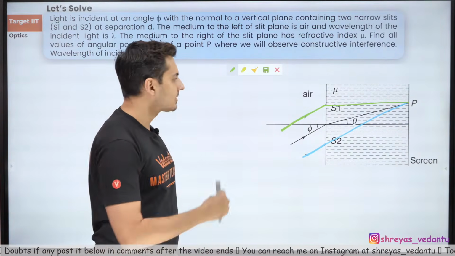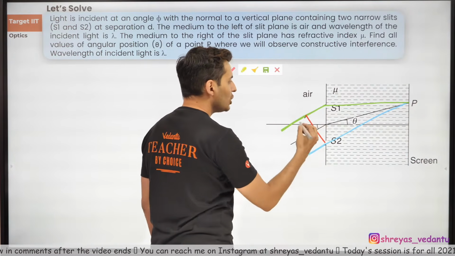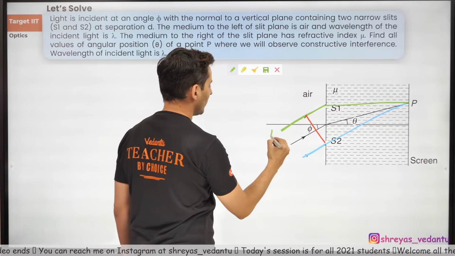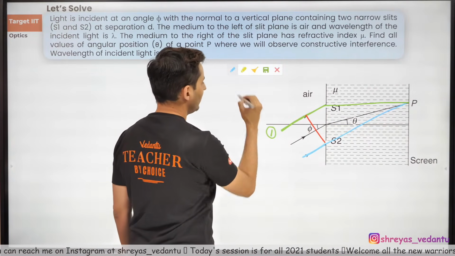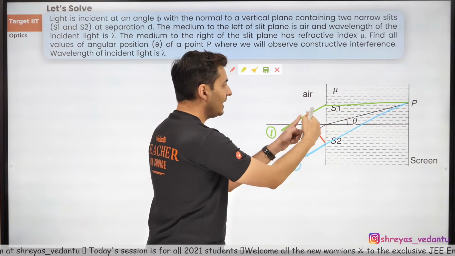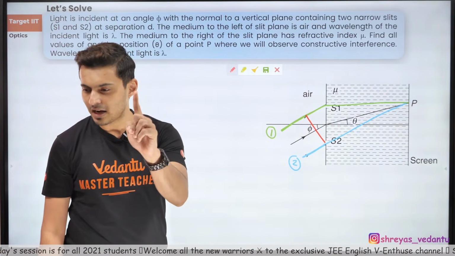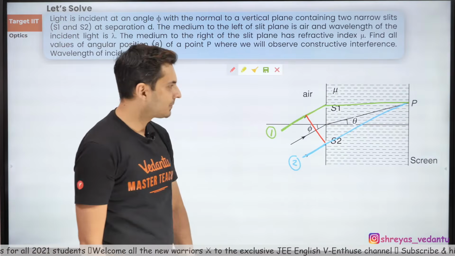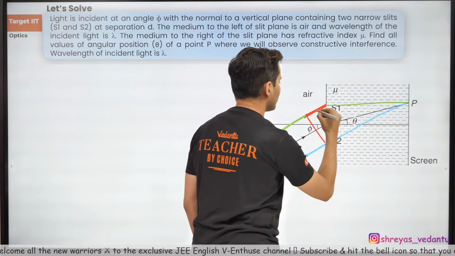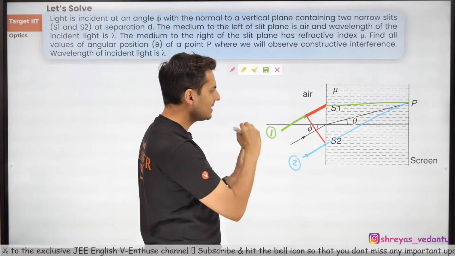Because of two things. Number one, if you drop a perpendicular over here, you will see that ray number 1, as compared to ray number 2 passing through slit 2, has traveled some extra distance. Do you see that? It has traveled some extra distance. So let's say this distance is that extra distance which ray 1 has traveled. I'll keep that in mind. How much is that?